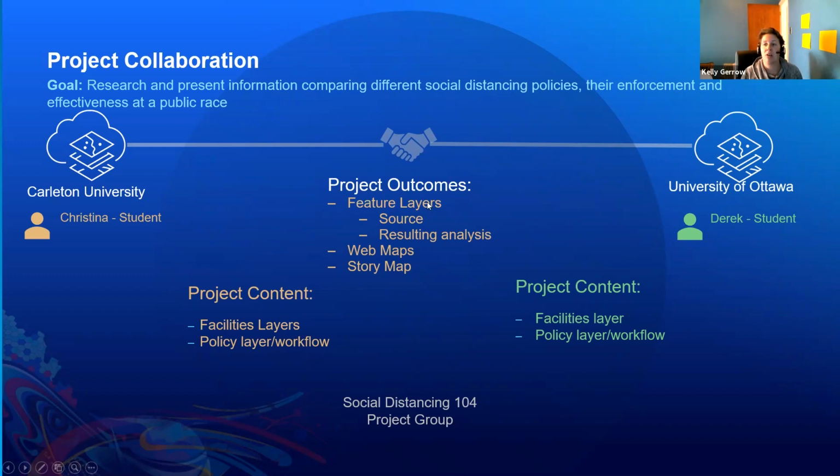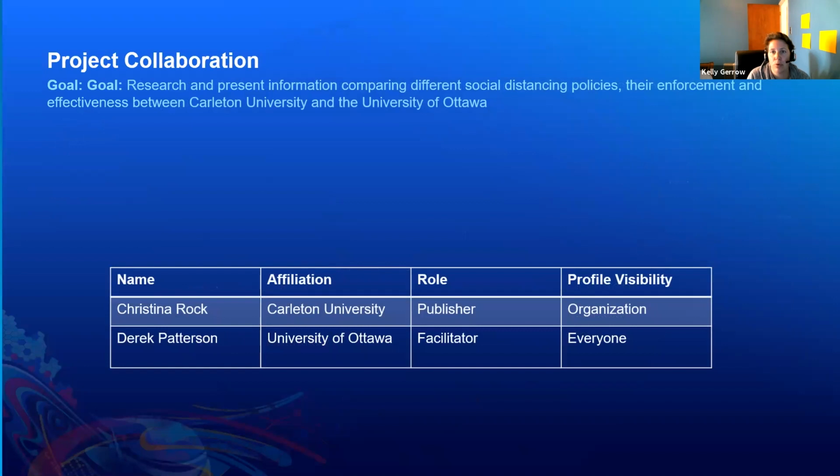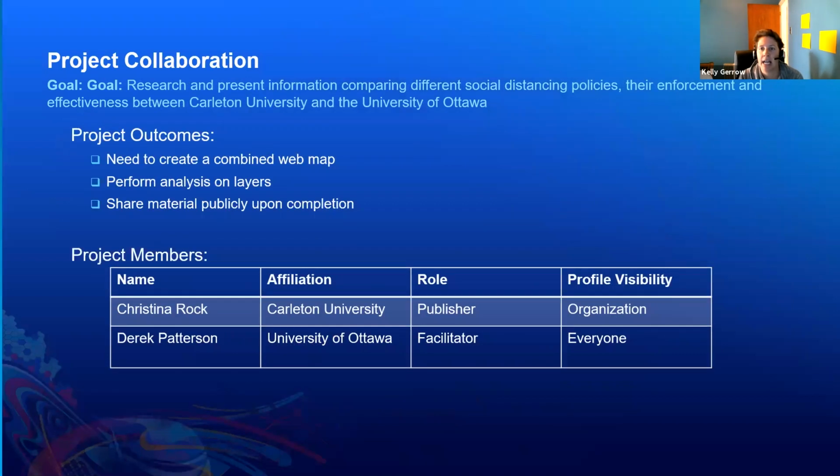And so for the project outcomes, they actually want to be able to use feature layers. They want to create a resulting analysis and then create some web maps and story maps together, which use content from both organizations. So there's two goals there. If we take a look at the project outcome, they need to create a combined web map. They want to perform analysis on the layers, and then they probably want to share the material publicly upon completion.